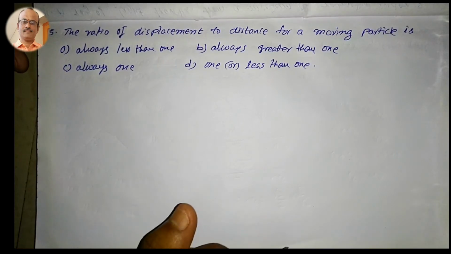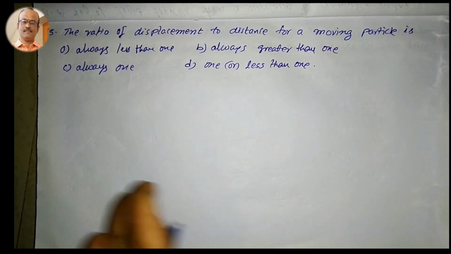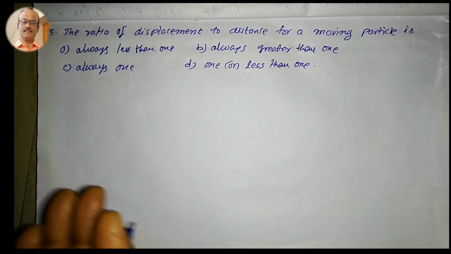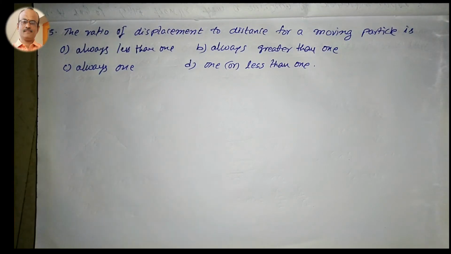Now the question number 5. The ratio of displacement to distance for a moving particle is how much? Here options are given: always less than 1, always greater than 1, always 1, 1 or less than 1. So this distance and displacement relation we can consider in two ways.